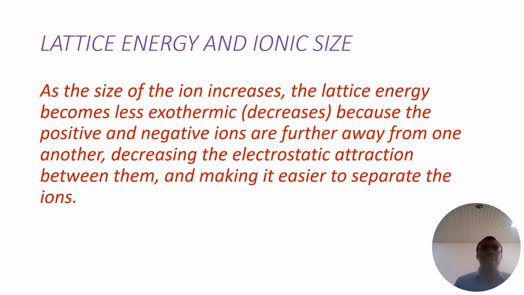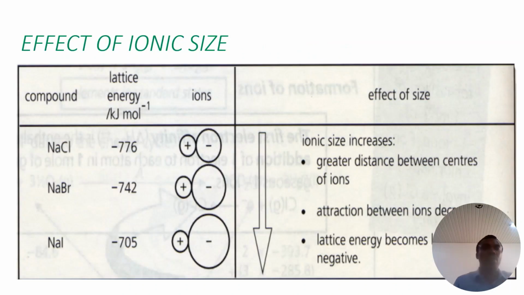So looking at lattice energy and ionic size, it is discovered that as the size of the ion increases, the lattice energy becomes less exothermic. That means the lattice energy decreases. This is because the positive and the negative ions are further away from one another, from each other. So there will be a decrease in the electrostatic force of attraction between the oppositely charged ions, making it easier to separate the ions. That means the ionic bond is not very strong, and the ionic compound is less stable.